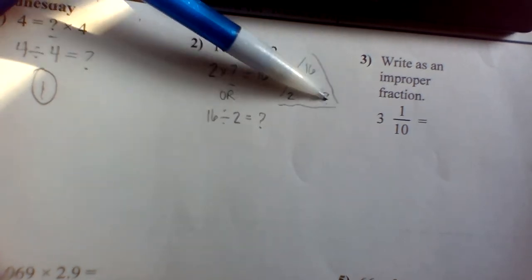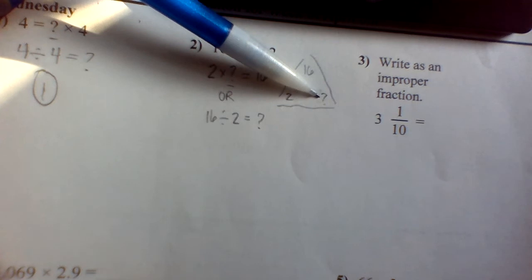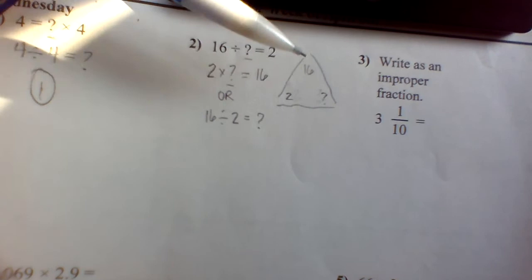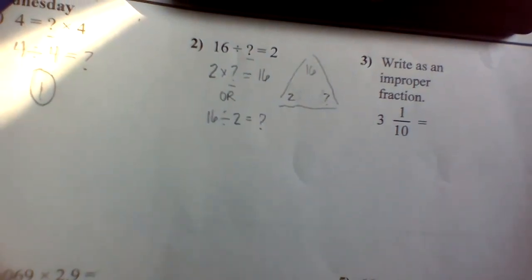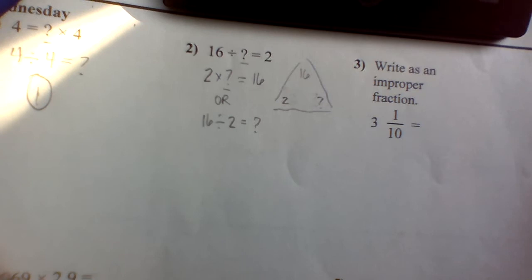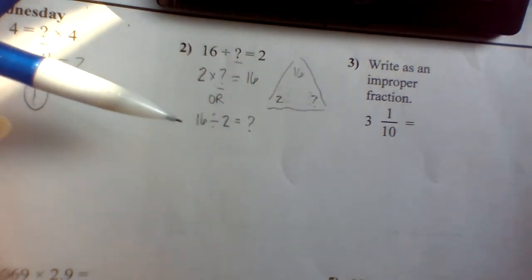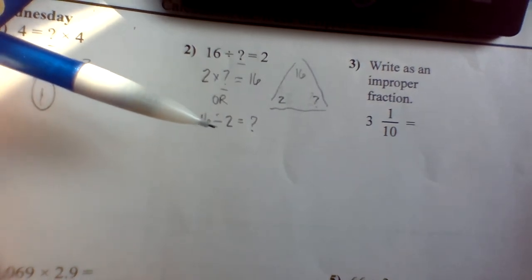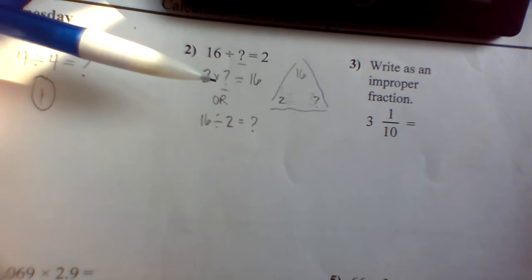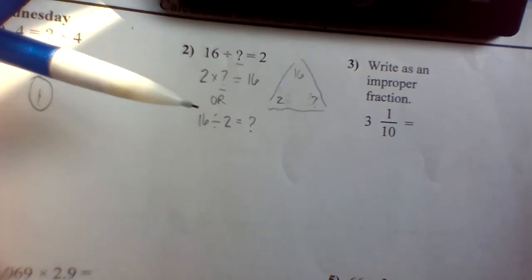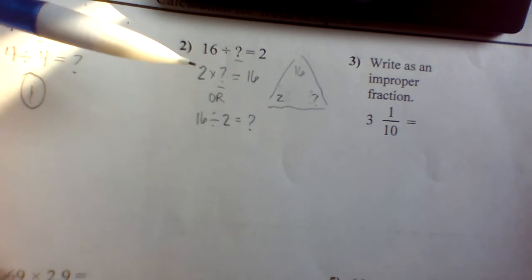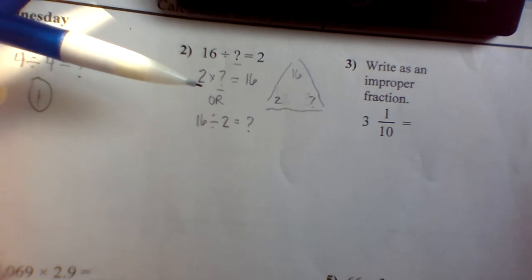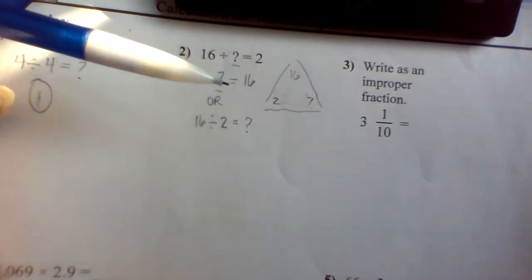And remember, I can do the same thing the other way: 16 divided by something equals 2, and something times 2 equals 16. So if I'm using my estimation skills, I know that 2 times 10 gives me 20, so this is going to be smaller. I know 2 times 5 gives me 10, so it's going to be larger than that. So my number is going to be between 5 and 10, more towards the middle. 2 times 7 gives me 14, so that won't work.